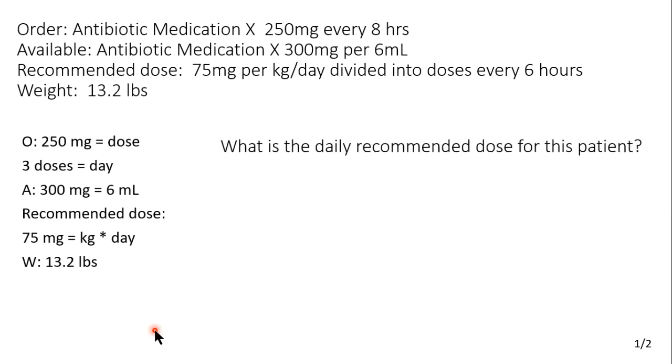Okay. I was like, where's the question? Okay, so our information is the order is 250 milligrams per dose. There are 3 doses in a day because it's every 8 hours. So there are 24 hours in a day divided by 8. It means there are 3 doses a day. Available is 300 milligrams per 6 milliliters. And the recommended dose is 75 milligrams per kilogram per day, and the weight is 13.2 pounds. Now the question, what is the daily recommended dose for this patient?